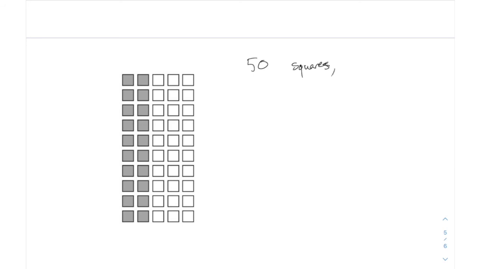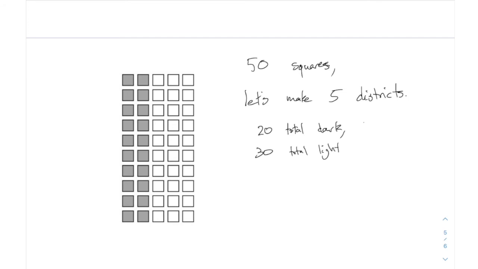Think of those as people who live in their houses, and I want to divide this into, let's make 5 districts. Now, I'll tell you, there are 20 total dark and 30 total light. I'm going to call them the D's and the L's. Think of these as your 2 political parties or something. And I'm going to divide them into 5 districts, and let's see what the outcome would be if they all vote in the 5 districts.